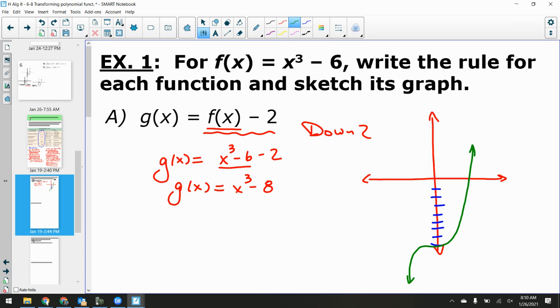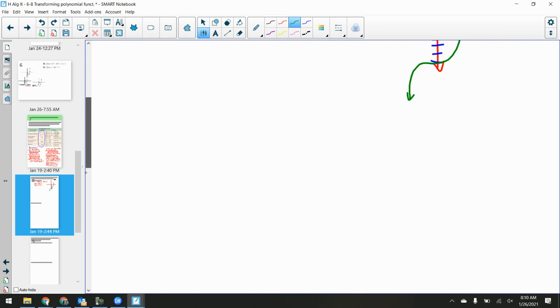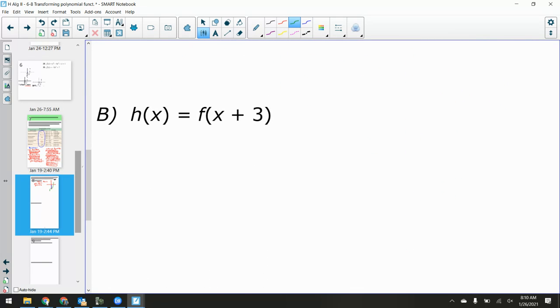Okay, so we're still working with the same function, x to the third minus 6. But now what we're going to do is we're going to do that. What is that transformation? Left 3. Be careful with that one. That is a left 3. Even though I see a plus 3, that's actually moving to the left 3 units.